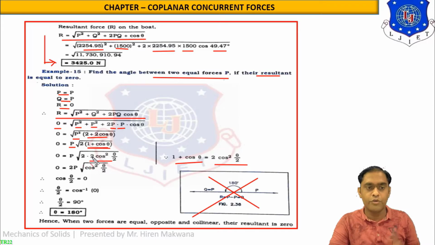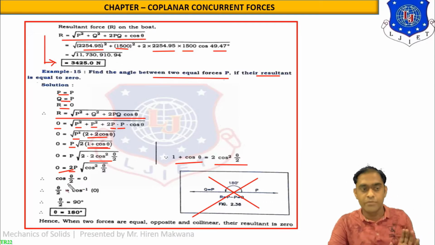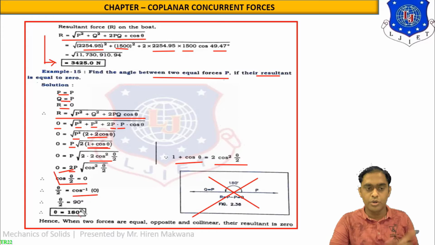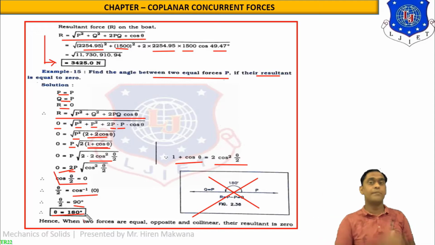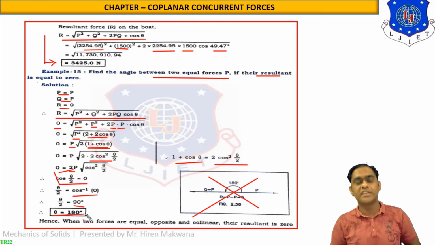So 2 into 2 will be 4, square root will be 2. So 2P outside and under root of cos square theta by 2. So root will be again cos theta by 2. While the 2P is going in the denominator of 0, it will become 0. So final answer will be cos theta by 2, which is equal to 0. By doing cos inverse of 0, you will get 90 in your calci. So theta by 2 equal to 90, so theta equal to 180 degree. So the angle between two equal forces P and P is equal to 180 degree.